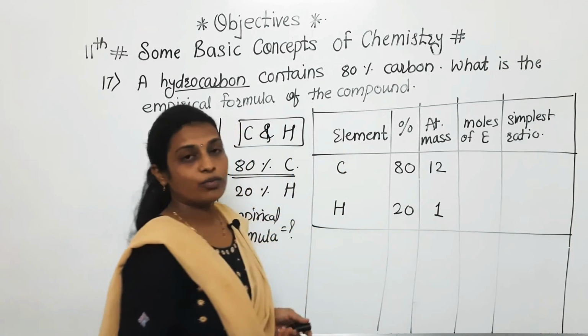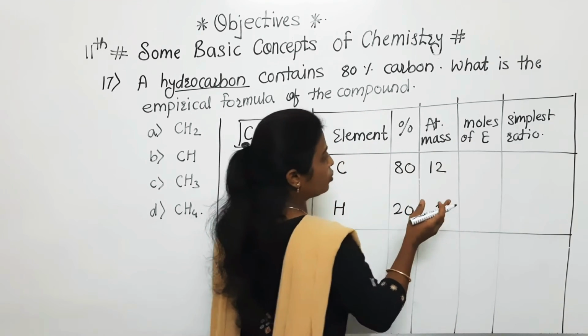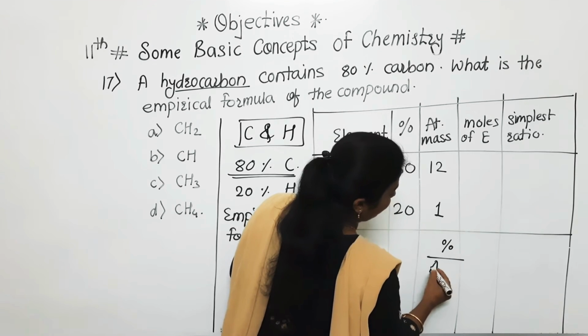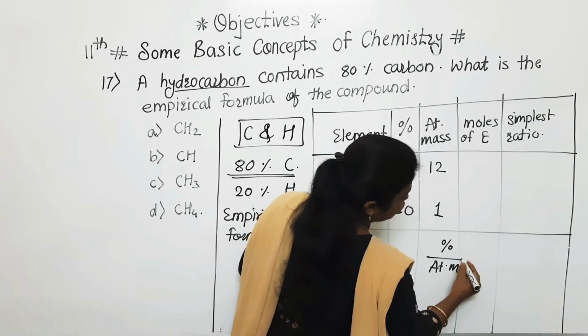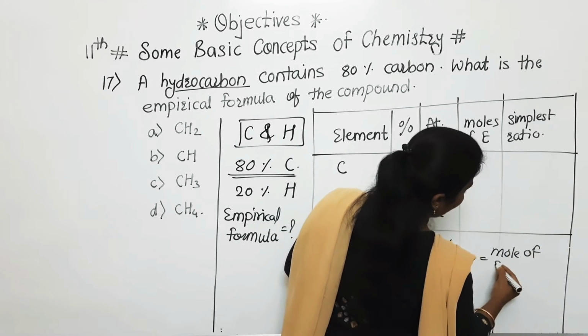See, one by one column we can complete easily. So moles of element, for that one what we have to do? Just we have to write the percentage divided by atomic mass. So it will give an idea about the moles of element.